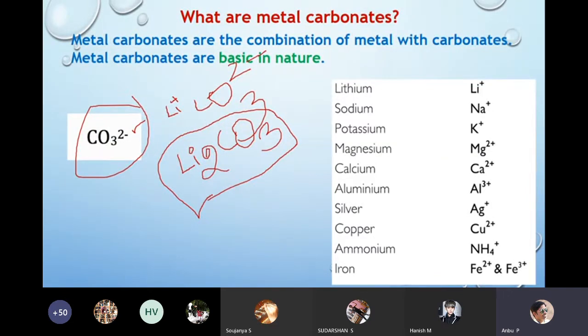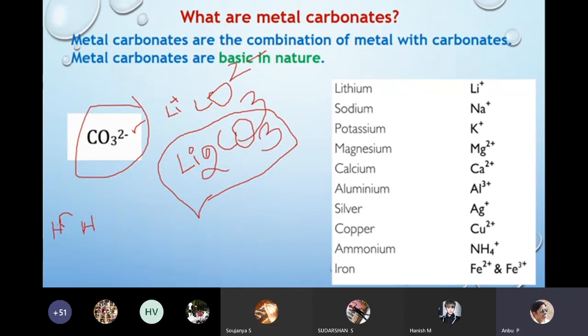Li2CO3, lithium carbonate. So this is a metal carbonate. Suppose I want to write the equation. How do I write it? You can take any acid. Which acid? Let me take hydrochloric acid. I am taking hydrochloric acid. You should also practice writing them properly.